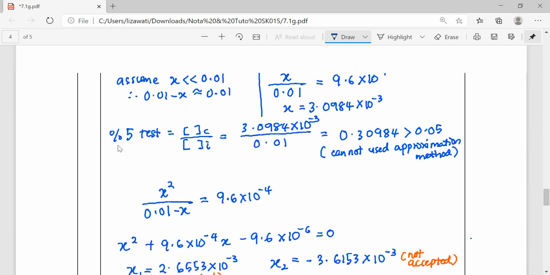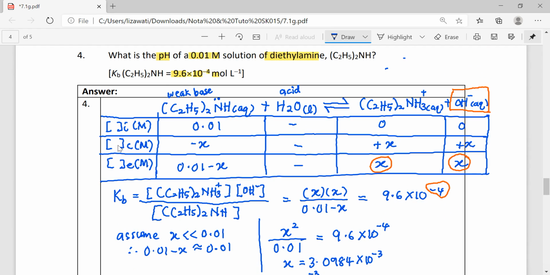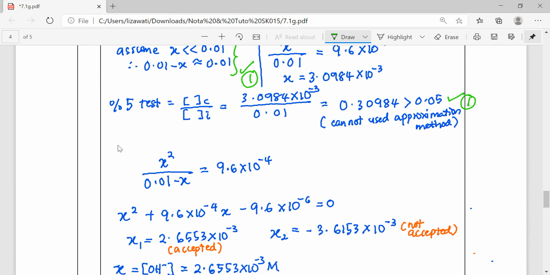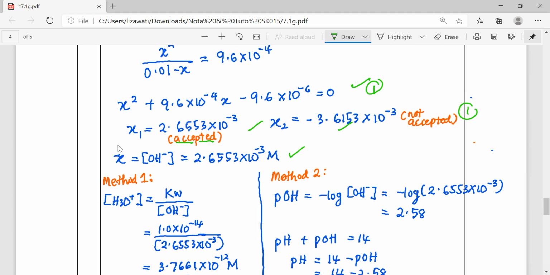Okay, so how many marks are you going to get from this calculation? The first mark, when you write the equation, 1 mark. ICE table, you will get 3 marks. Next, Kb expression, substitution. And then you write the assumption here, 1 mark. And the value of x, the 5% test is 1 mark. Then quadratic, the two values of x, and you have to show whether accepted or not accepted, 1 mark. And then the concentration of OH minus, 1 mark.